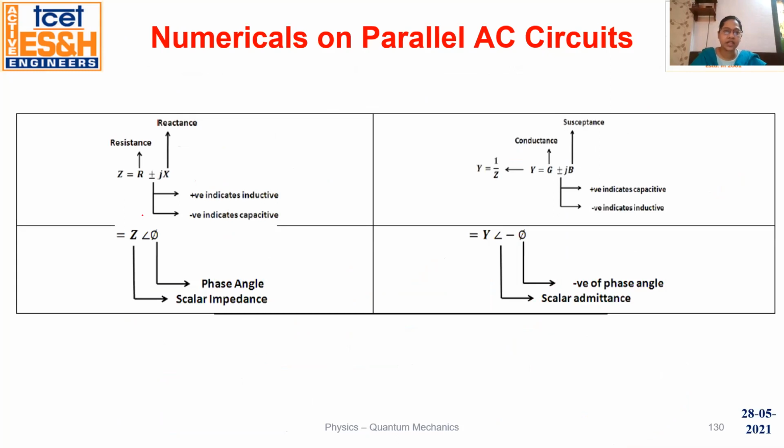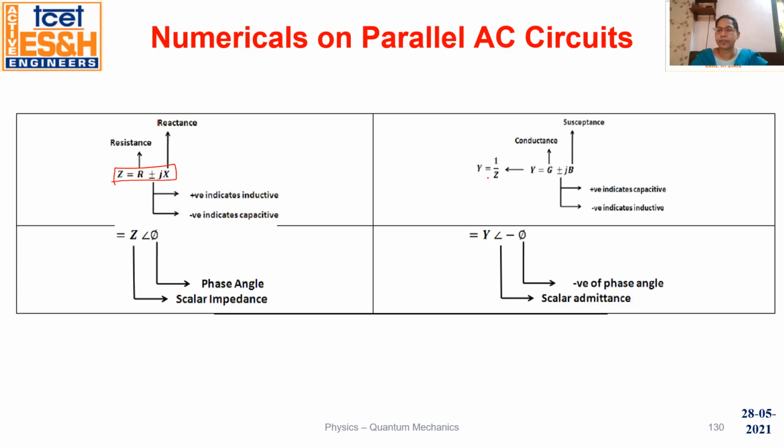Now in a parallel circuit, we have to remember this. The impedance is represented by Z equal to R plus or minus jX, resistance plus reactance. It is positive in case of inductance and negative in case of capacitance.